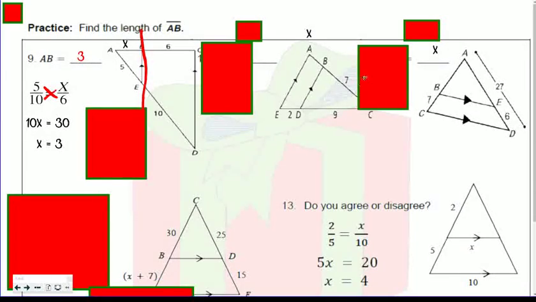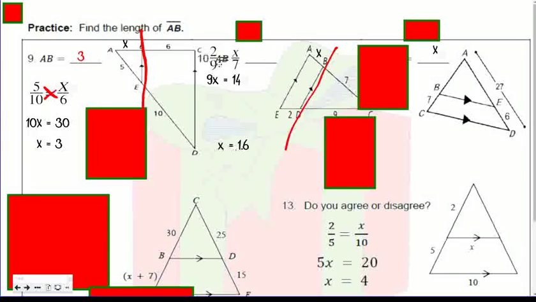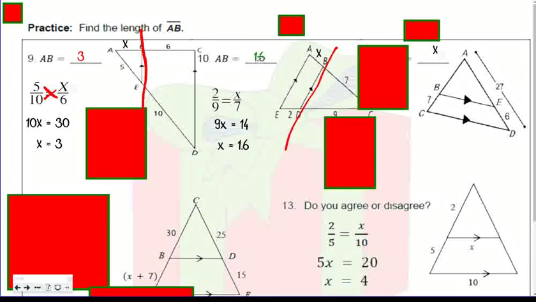Same thing over here. This is my x because this is the piece I'm looking for. So if you extend that side so that it sets it up for you, all my proportions over here are all crazy. 2 over 9, x over 7. 9x equals 14. Divide by 9, x is 1.6. Well, if x is 1.6, then AB is 1.6.